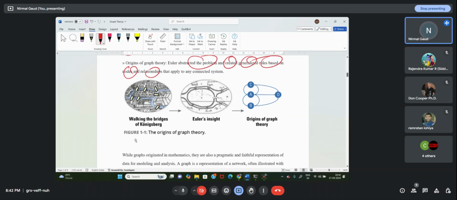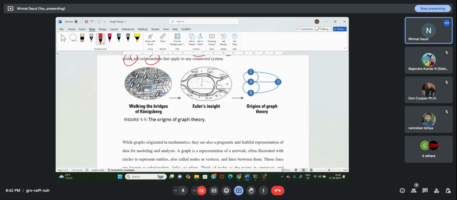Actually, this was the problem. You can see these are seven bridges: one, two, three, four, five, six, seven. And a river is flowing. This blue one is a river which is flowing. So I am having four islands, like this. And it can be converted using Euler's insight. That's what Euler gave.